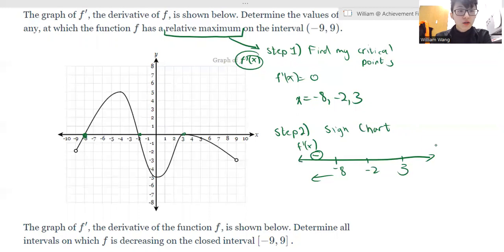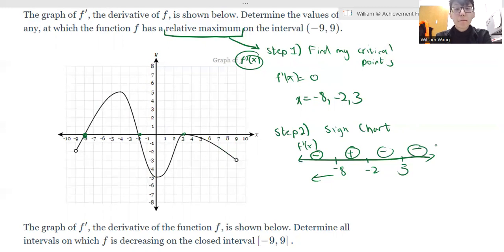Next, from -8 to -2, you see these values here. From -8 to -2, my derivative values are positive. All right. Now, -2 to 3, my derivative values are negative. You can see that here. Finally, from 3 onwards, my derivative values are also negative. So it's negative, positive, negative, negative.